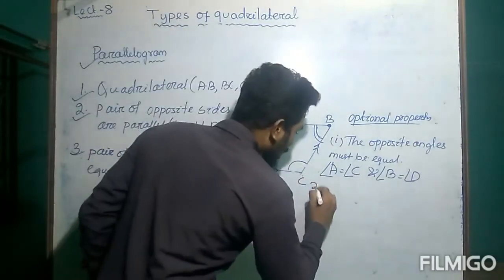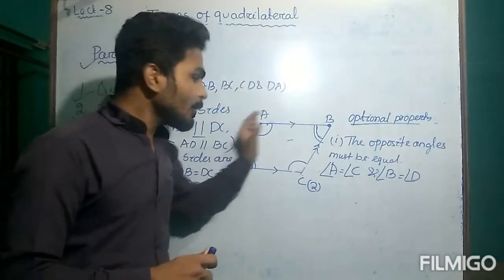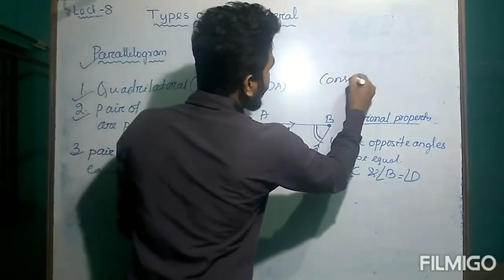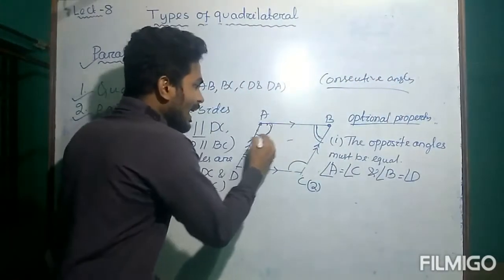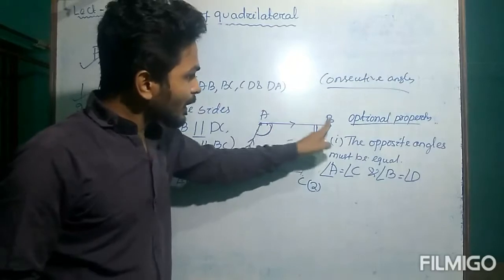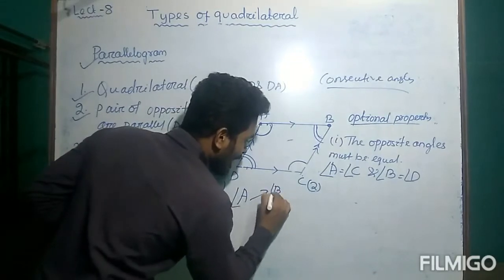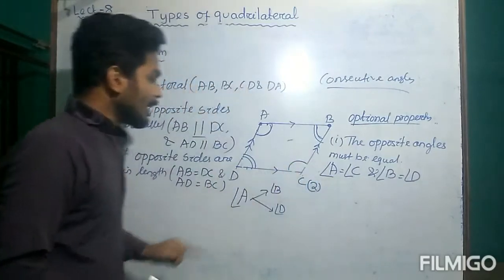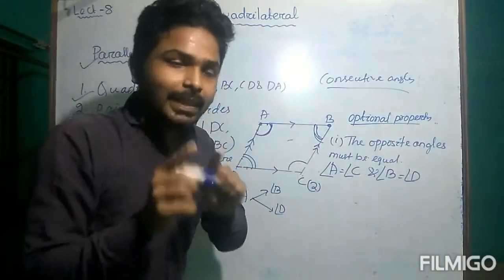Coming to the second optional property. The second property is that the sum of consecutive angles is 180 degrees. What is the meaning of consecutive angles? Here for angle A, the consecutive angles are B and D. According to the second property, the sum of consecutive angles is 180 degrees.